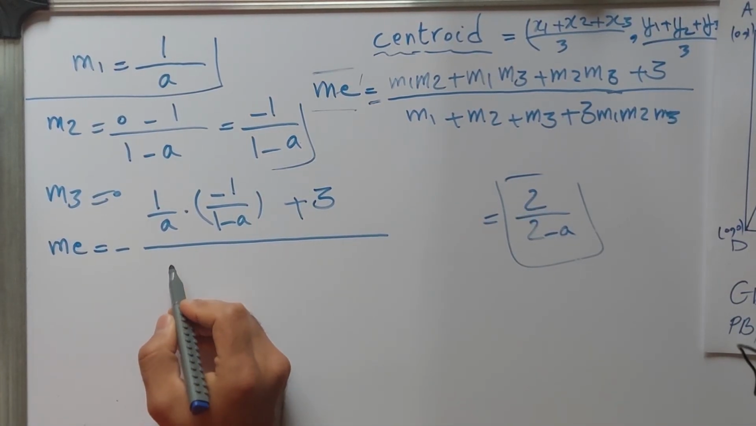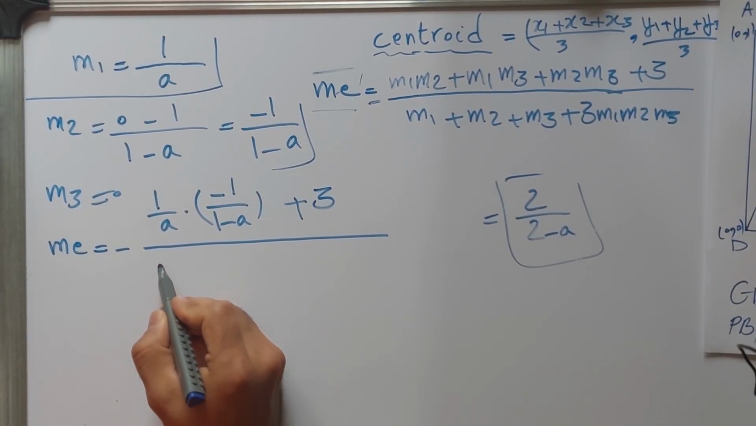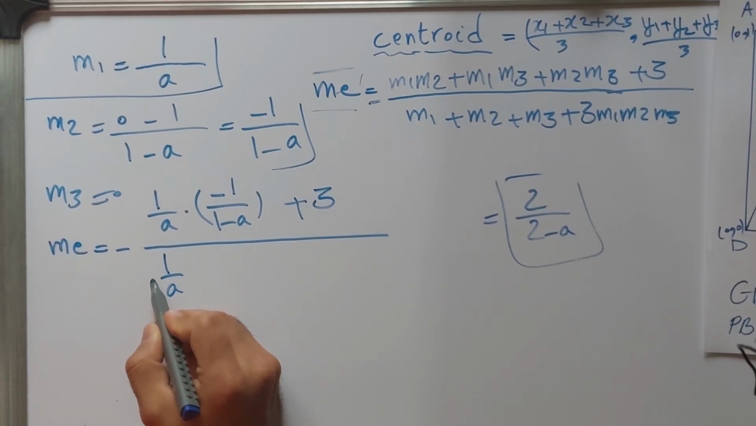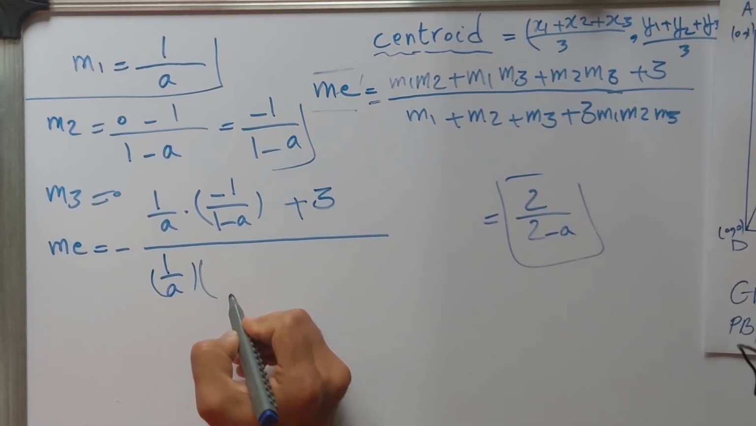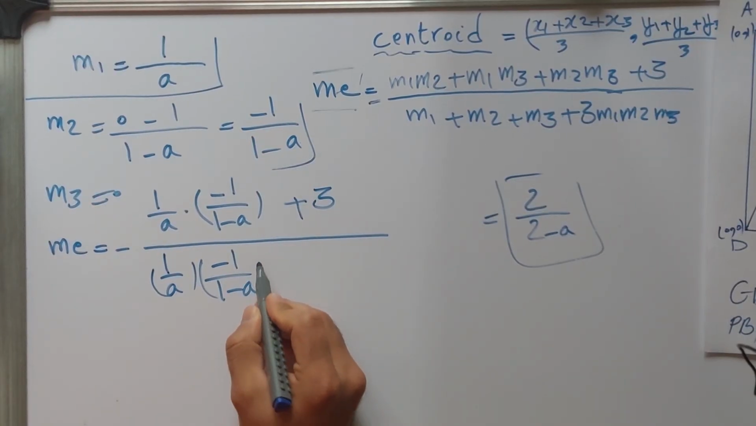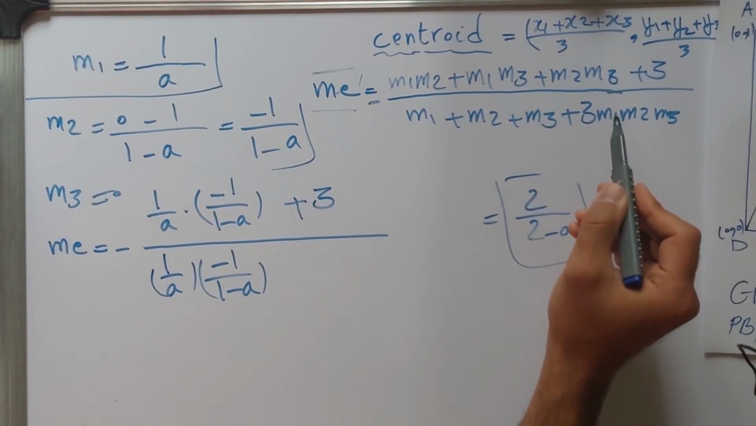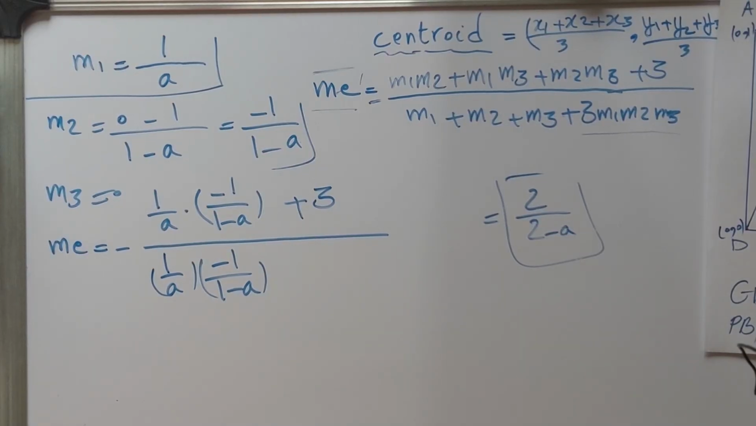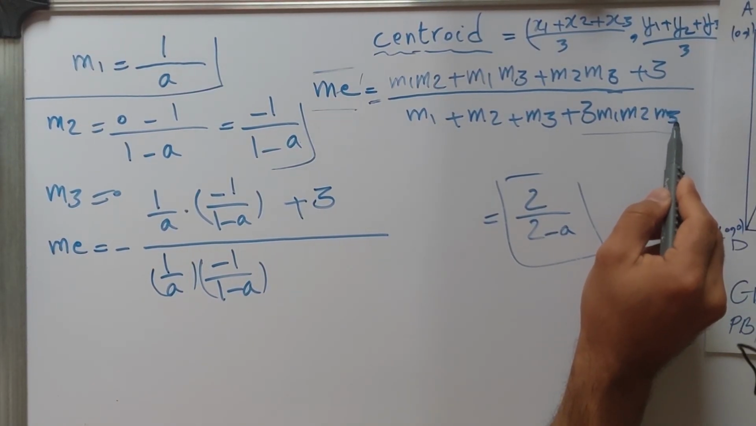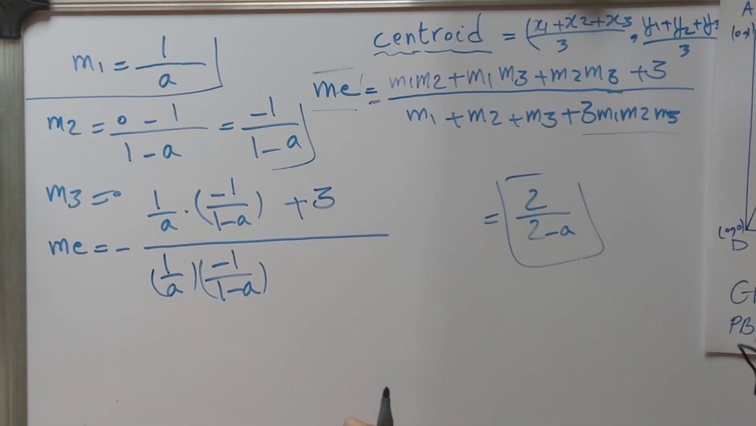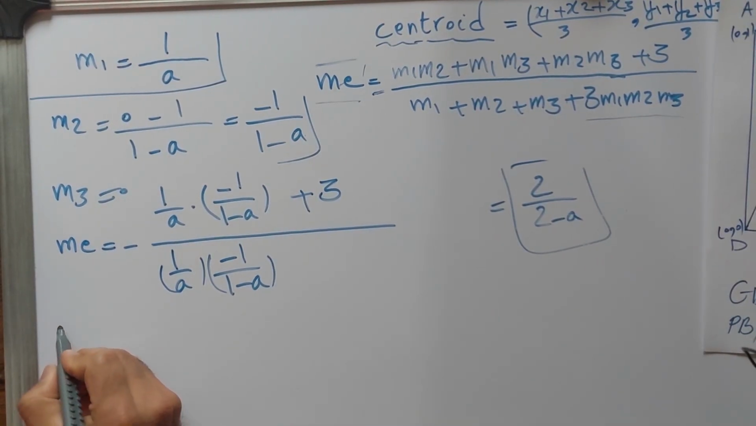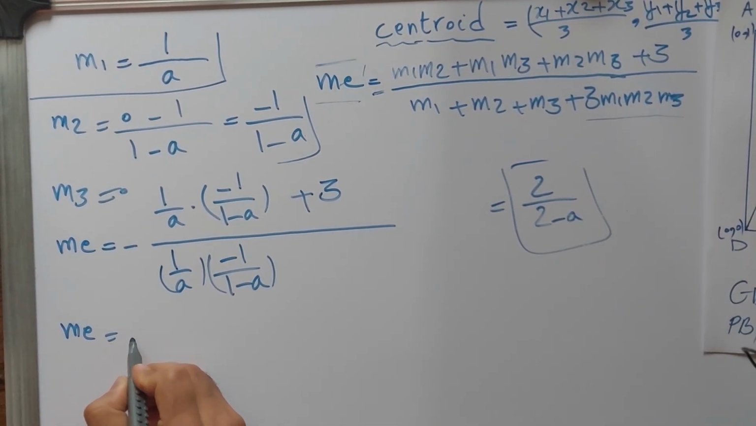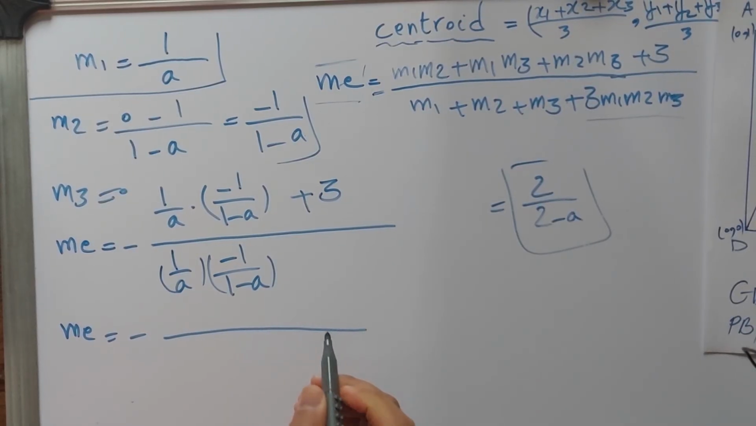And then in the denominator here we have m sub 1, so 1 over a, plus m sub 2, which is minus 1 over 1 minus a, plus m sub 3, which is 0. And then this whole term is also 0 because there is an m sub 3. So let's just simplify that a little bit. So m sub e equals negative this fraction.